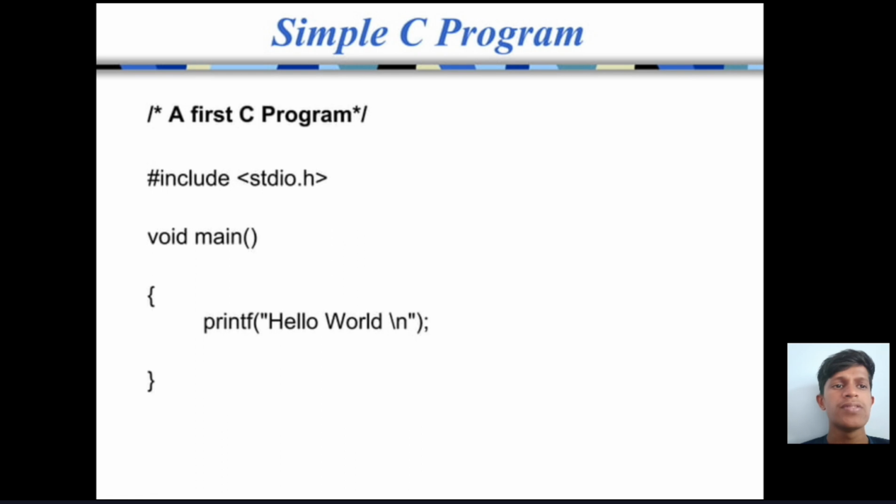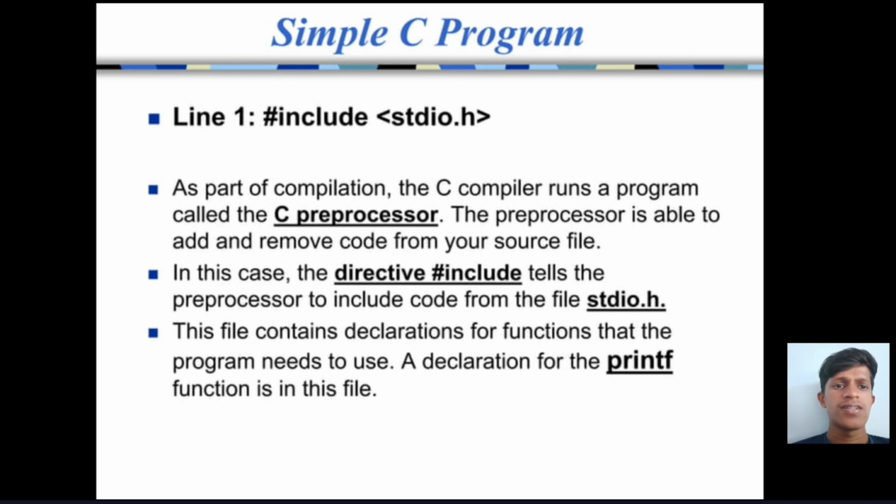Let us take a simple C program as an example. First, in the first line, #include <stdio.h>. As a part of compilation, the C compiler runs a program called the C preprocessor. The preprocessor is able to add and remove code from your source file. In this case, the directive #include tells the preprocessor to include the code from the file stdio.h. The file contains declarations for functions that the program needs to use. A declaration for the printf function is in the file.